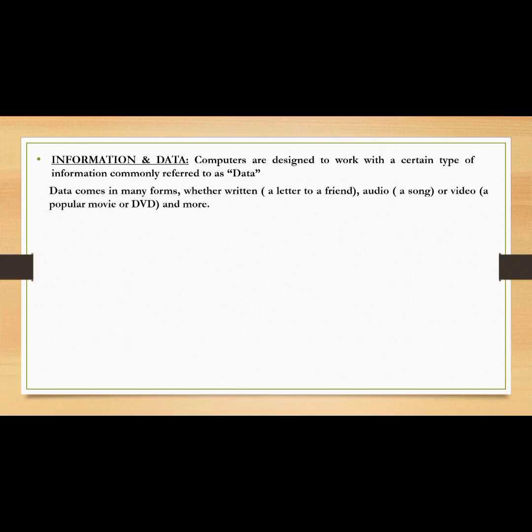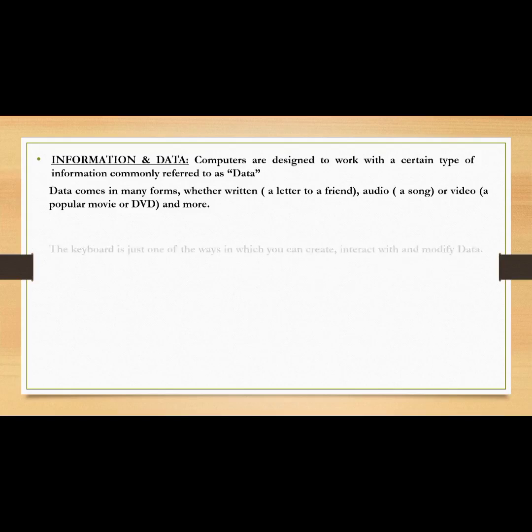What do I mean by written? A letter to a friend. Audio, a song. Video, a popular movie or a DVD. All these things that you have on your systems that you create, you understand? Remember, a system cannot just work on its own. It needs humans to work with it. So once you input all these things, they are all called information or data.